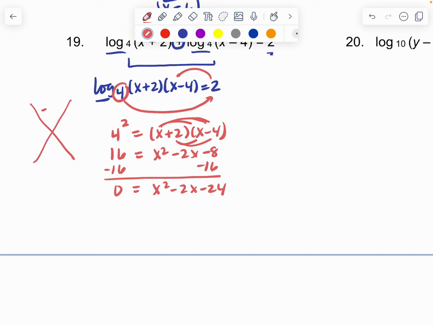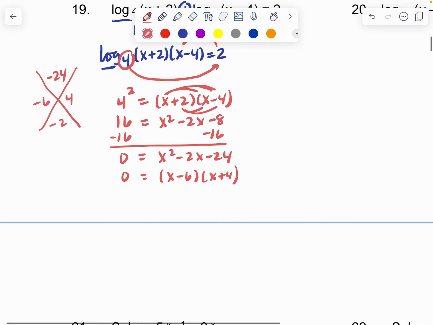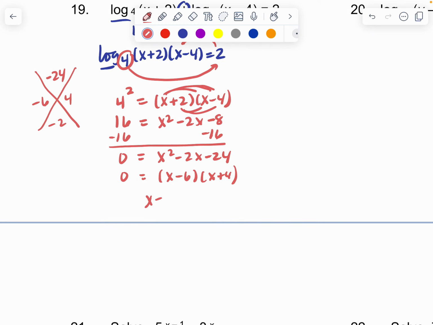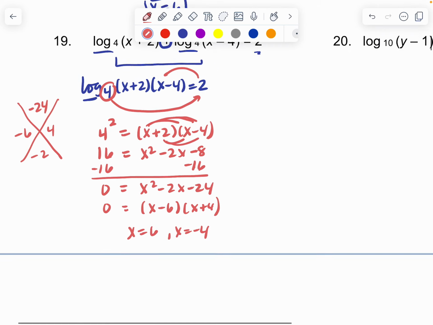So on the top, I have a negative 24. On the bottom, I have a negative 2. This will be negative 6 and 4. So this factors to x minus 6 times x plus 4. Now setting each of these factors equal to 0 is going to give me x equals 6 and x equals negative 4. Now the question of the day is, does it work?